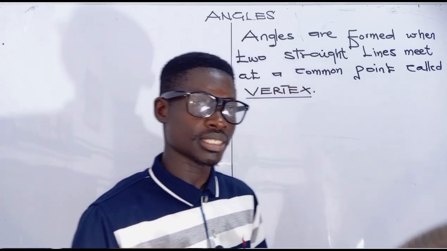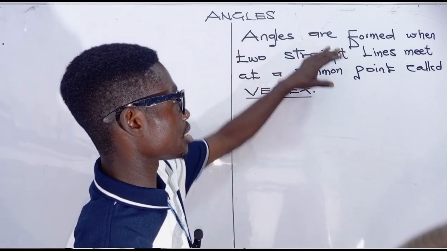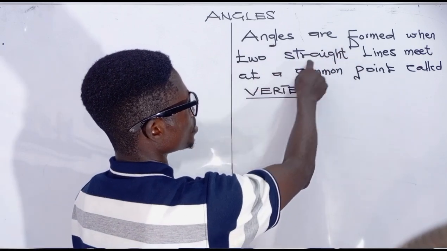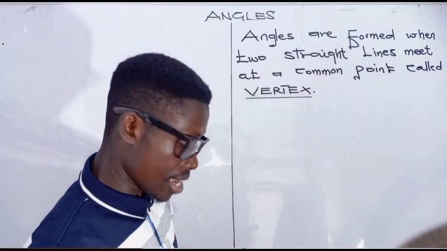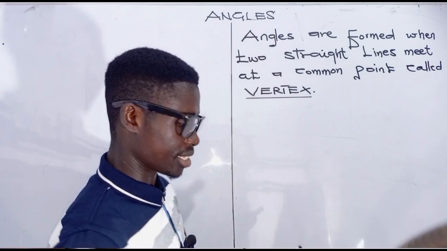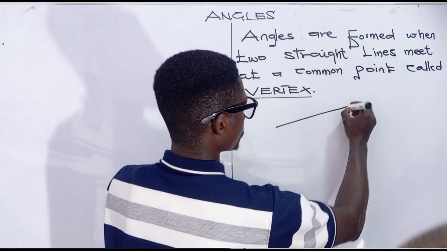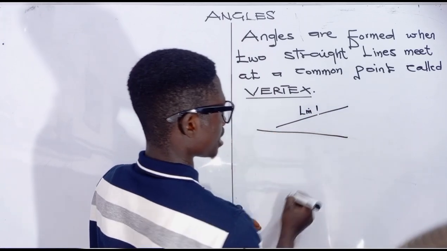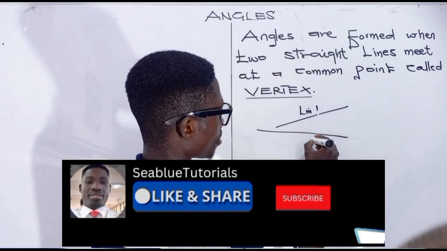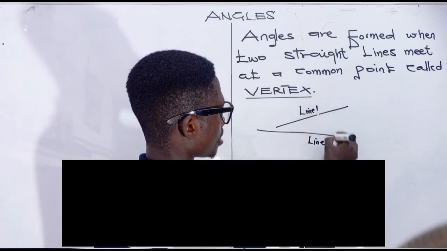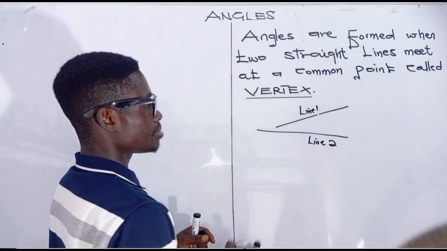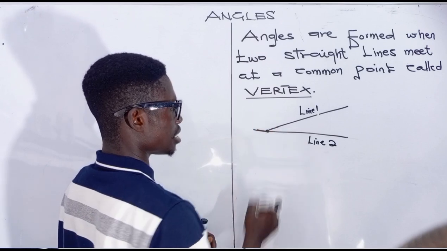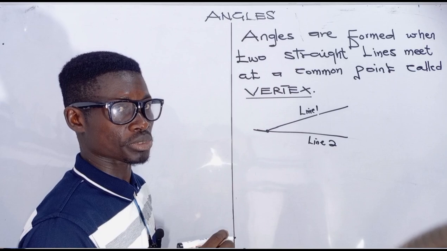Let's look at the geometrical interpretation to this explanation of angles. We are saying that angles are formed when two straight lines meet or intersect at a common point called the vertex. So let's say that this is my line 1, and then I also have another line. Let's call it line 2. Now the moment line 1 and line 2 intersect at this very point, angles are formed.